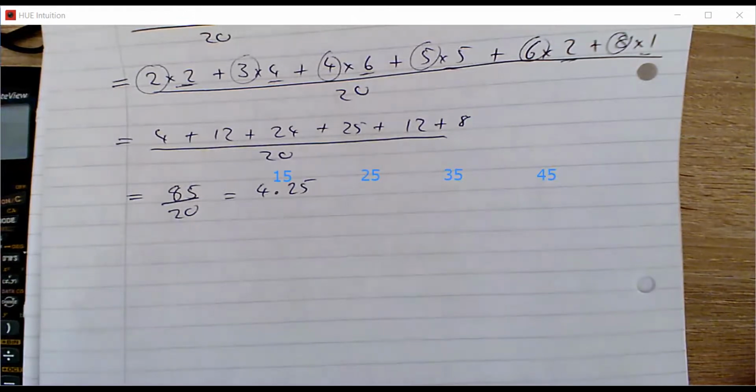So to estimate the mean of this distribution, you're going to say, well, the total age is 15 multiplied by 4 plus 25 multiplied by 15 plus 35 multiplied by 11 plus 45 multiplied by 10, divided by the total number of people, which is 4 plus 15 plus 11 plus 10.